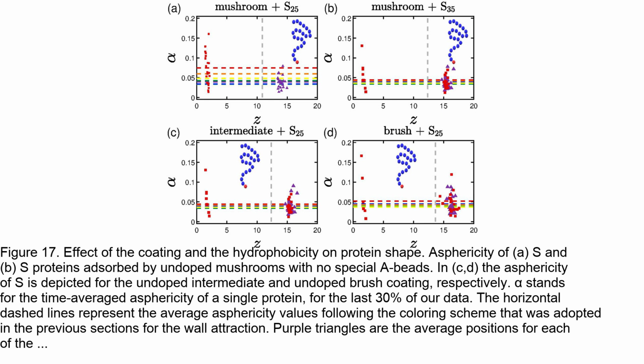extent. Overall, Figure 17 provides valuable information about the shape and conformational behavior of proteins upon adsorption, which can aid in the design and optimization of polymeric surfaces for various applications, such as biomaterials and drug delivery systems.